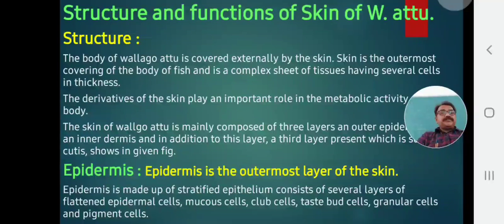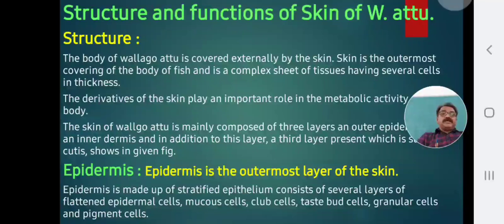This epidermis is made up of stratified epithelium, and it consists of several layers of flattened epidermal cells, mucous cells, club cells, taste bud cells, granular cells, and pigment cells.